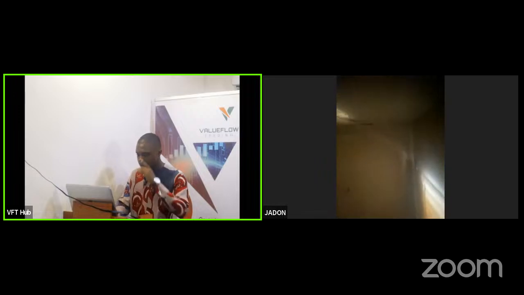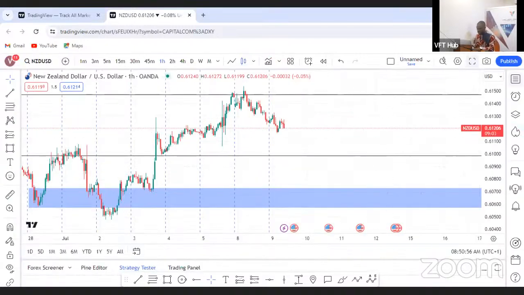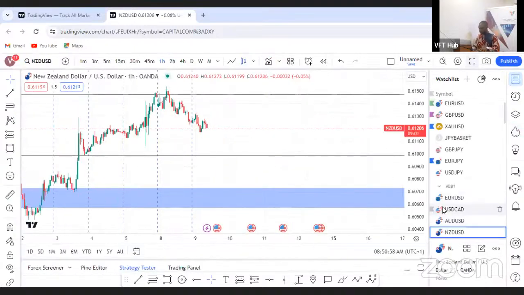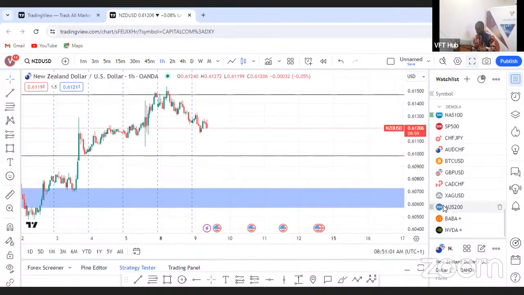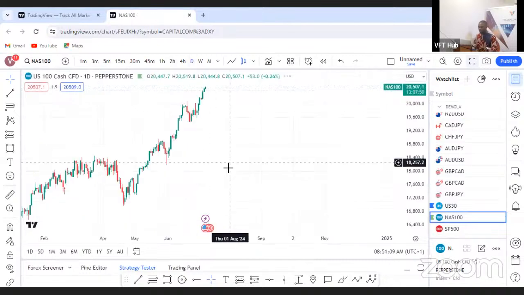They've been behaving very funny for the past 1 week, which is quite anticipated because of the election coming up very soon. However, they've not been responsive, especially US 30. We've been seeing massive wicks and rejection around US 30. Let's start with NAS 100 first before we move to US 30.